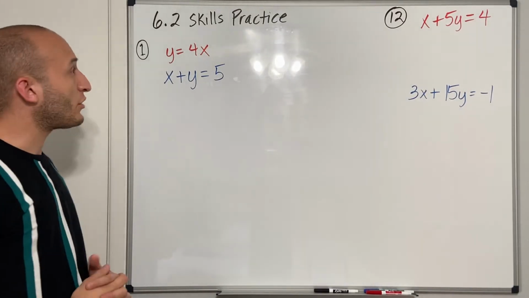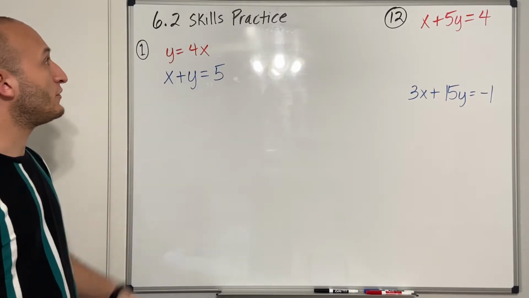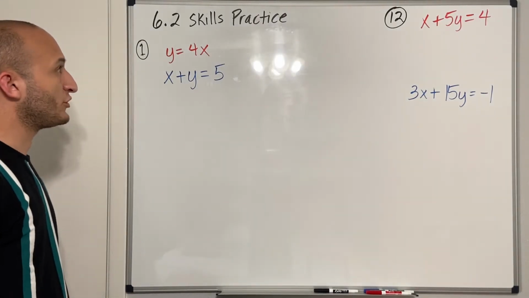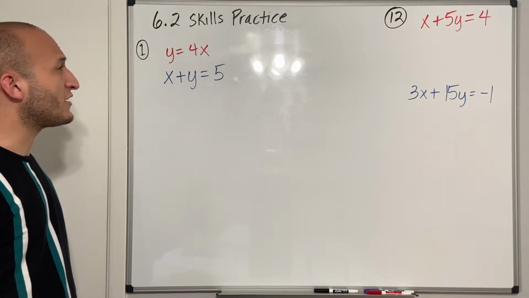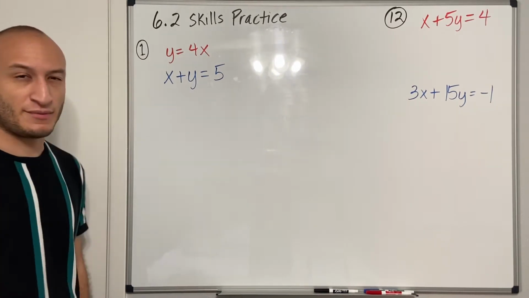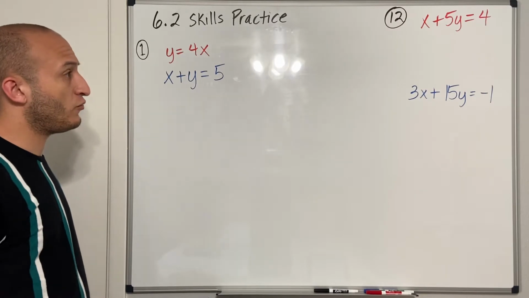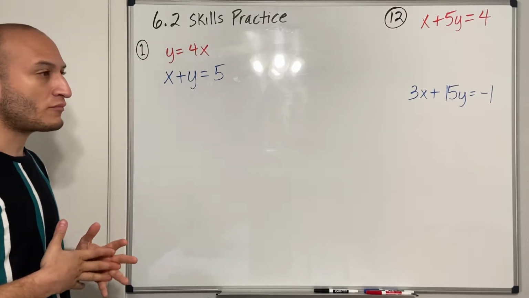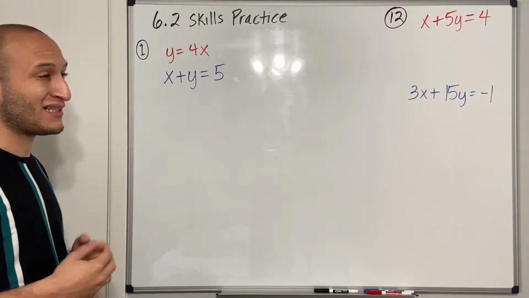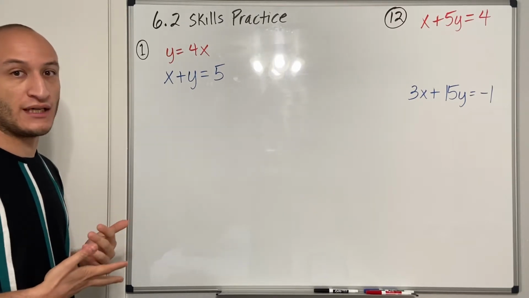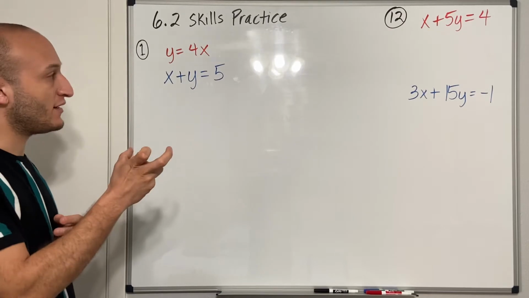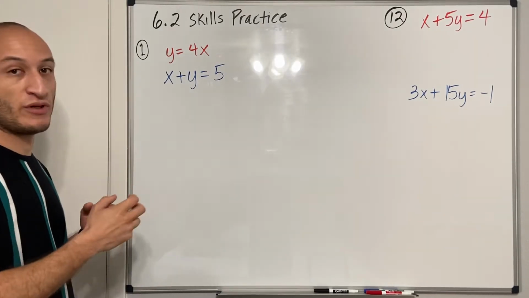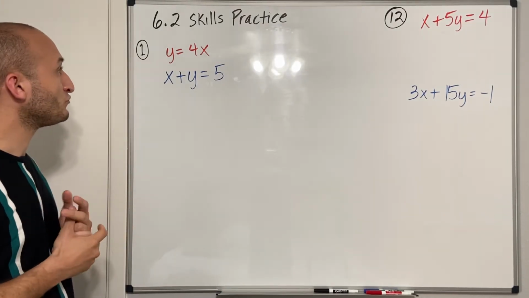We're gonna work out problems 1 and 12 on 6.2 skills practice. So here we go. Here we're gonna solve all of these using the substitution method. And while we do substitution method, one of the equations has to be solved for either x or y. And then once it's solved for x or y, we can plug that into the next equation. So we'll see how we did that there.